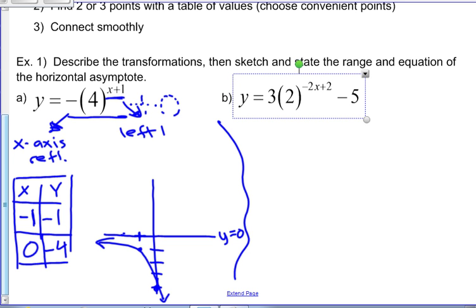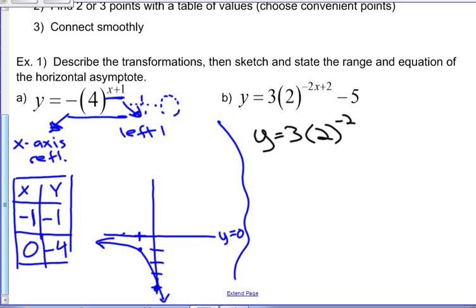We have y equals 3 times 2 to the negative 2x plus 2, minus 5. Now, if you're thinking about your Chapter 1 material, you might say, hold on now. The coefficient of x should really be factored. So this should really look like this if we wanted to have a good order for a description. Okay, so what is this telling us?